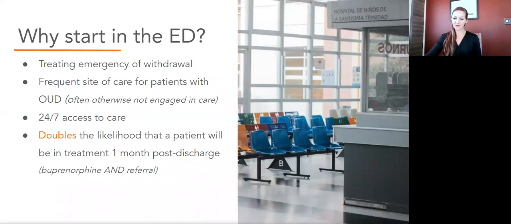For one, this is where our patients show up, right? They are at their wit's end. They don't know what else to do. And so they show up in the emergency department in withdrawal asking for help. And this is a great place to start them. It's also a frequent site of care for patients with opioid use disorder. They might not otherwise be engaged in care anywhere else, and this is the one place that they do interact with the healthcare system.